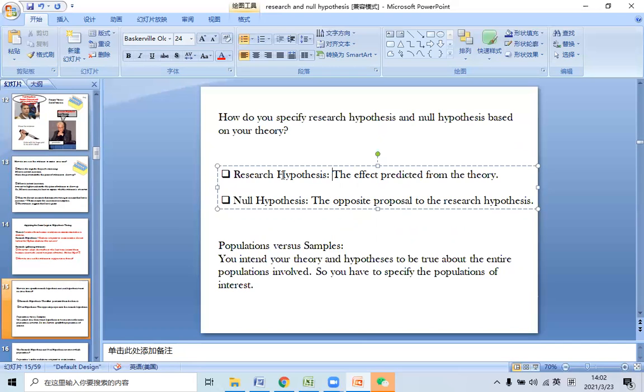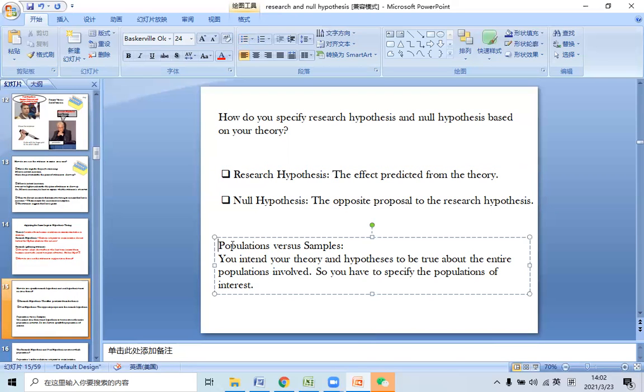The research hypothesis is like the guilty assumption. You want to start with the innocent assumption. People are innocent until they are proven otherwise. You want to start with the null hypothesis. That is no effect. The null hypothesis would say socially isolated kids would have the same level of intelligence as socially not isolated kids.